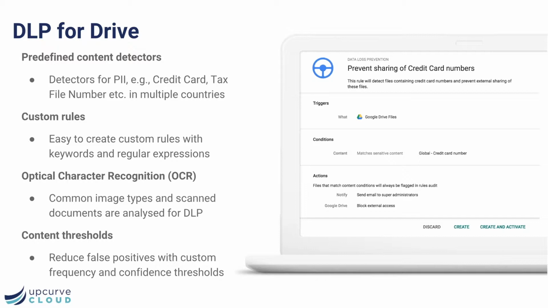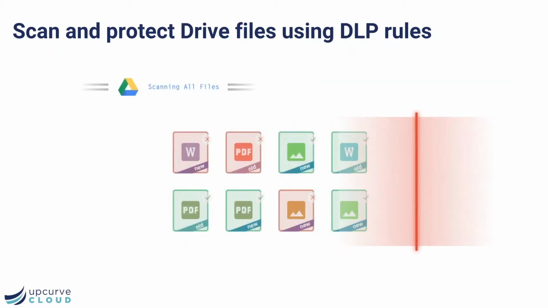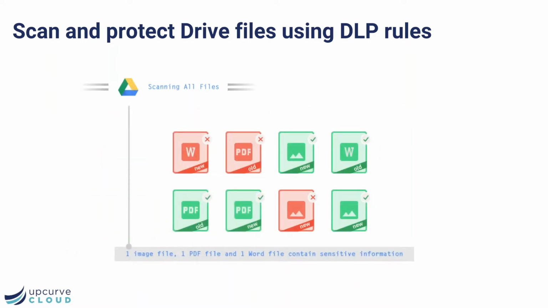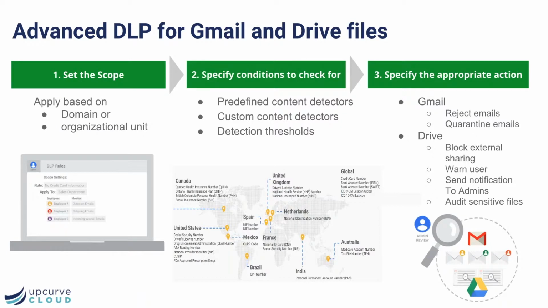Drive does have OCR built in, so it does scan even within a PDF or other type of documents for all that content. It's continually scanning and protecting your Drive files using all these DLP rules. And again, there's predefined rules, but there's also custom rules that you can set up. Some of the advanced DLP rules for Gmail and Drive can be based on entire domains, can be based on OU settings. You can predefine them based off geography, and then you can specify what type of actions. Do you want to quarantine that email? Do you want to block it? Do you want to warn the user? Do you want to send a notification to the manager or to the admin?